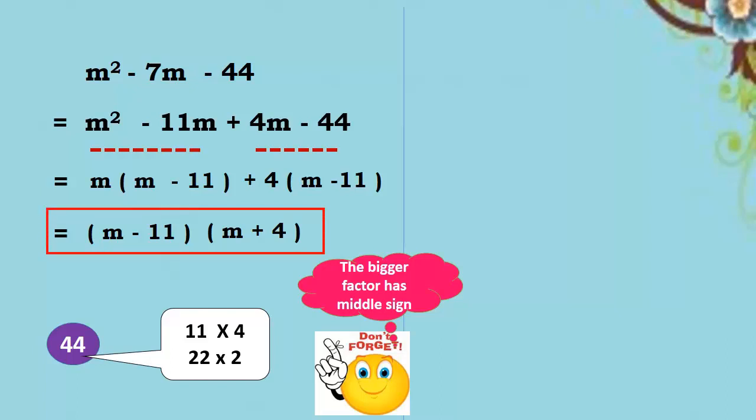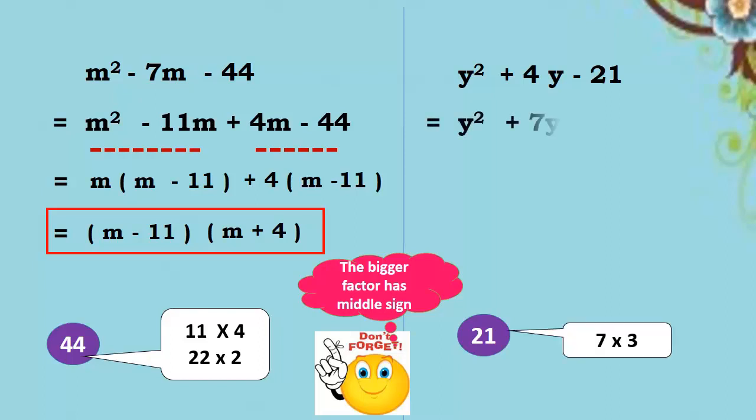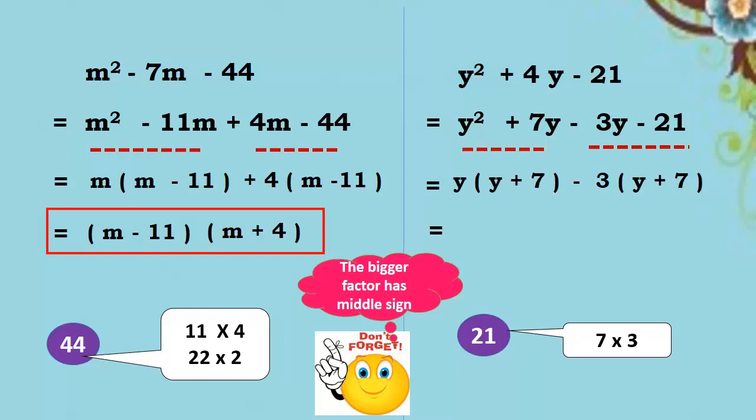Second sum. y square plus 4y minus 21. Again 21. Recall the factors. Only one factor pair is there. Plus 4y. So the bigger number has the plus sign. Again write down. Select two terms. See the common factor y. Now I know my second bracket must have y plus 7. So 3 7s are 21. The minus sign is out. So inside there will be plus 7 because minus 21 is there. So now let's take out the common bracket y plus 7 and y minus 3.